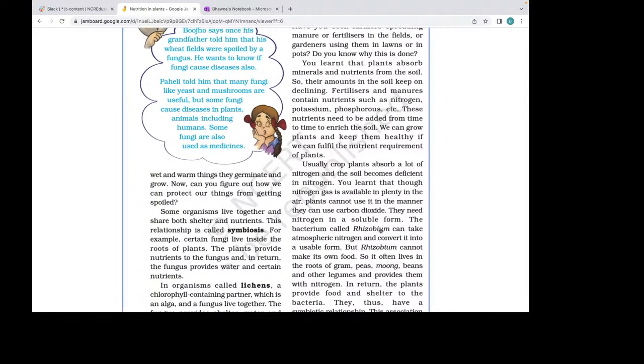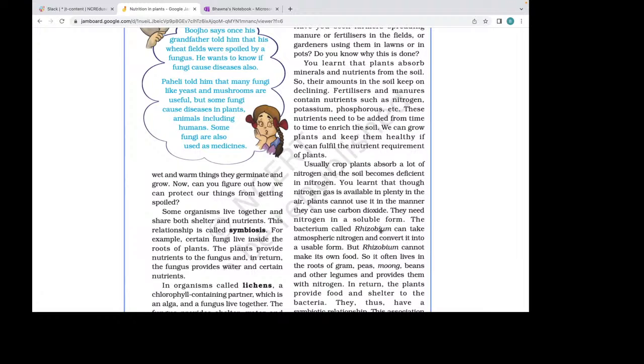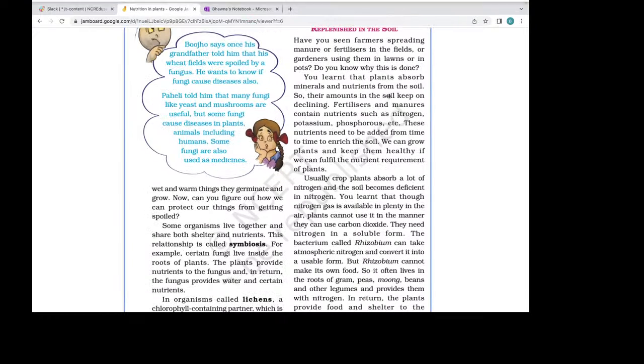Here you can see it. एक बैक्टीरिया है जिसका नाम है राइजोबियम. It can take the atmospheric nitrogen, वो नाइट्रोजन एटमॉस्फेयर से लेता है and convert it into a form that plants need. ओके, सो वो एटमॉस्फेयर से नाइट्रोजन लेता है और प्लांट्स को देता है in the form that they need. जिस फॉर्म में प्लांट्स को चाहिए होता है नाइट्रोजन, उस फॉर्म में कन्वर्ट करके कौन देता है? राइजोबियम. Okay, rhizobium is a bacteria.